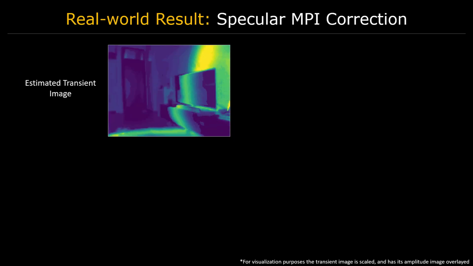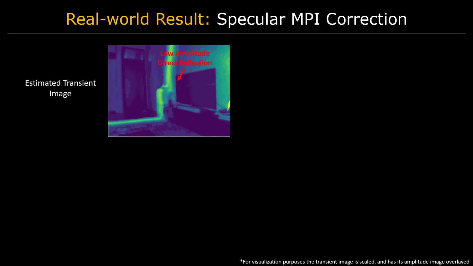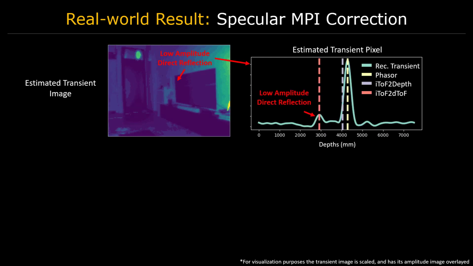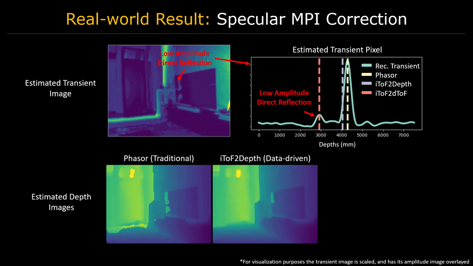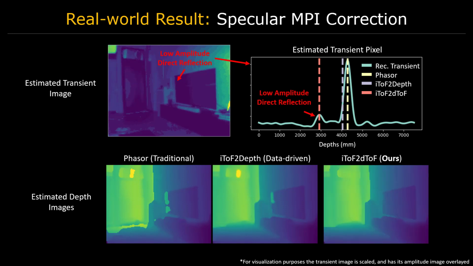Here's one of the estimated transient images. This scene exhibits specular reflections on the TV, which leads to a low amplitude direct reflection component as seen in the recovered transient pixel. This causes erroneous depth estimates in traditional and data-driven iToF methods. By using simple peak finding algorithms, iToF2dToF can recover a high-quality depth map.